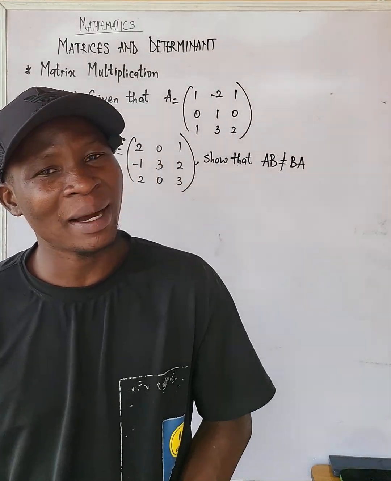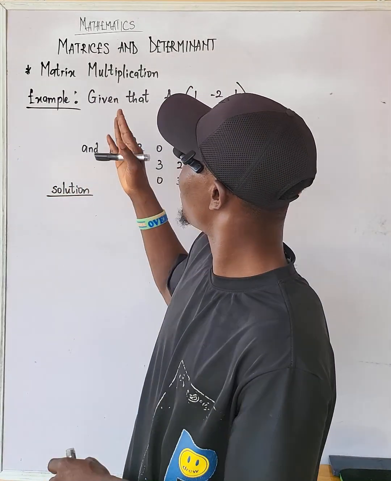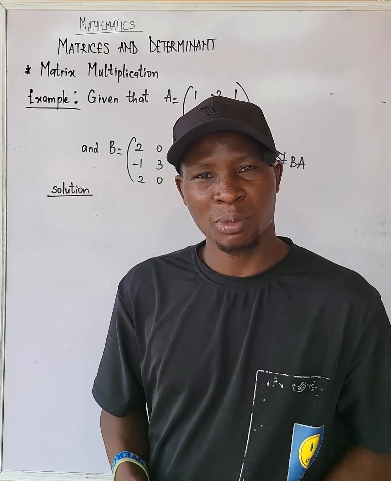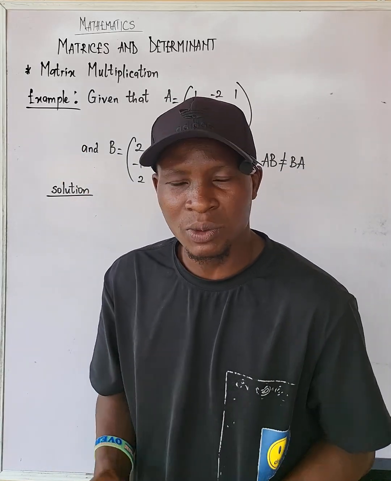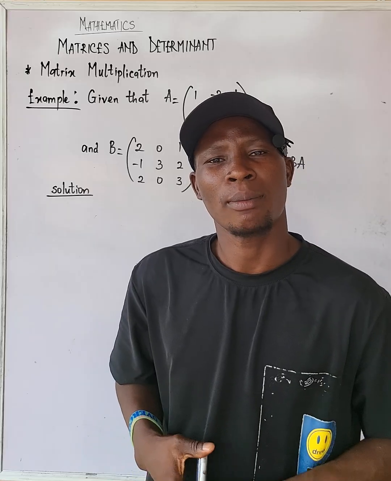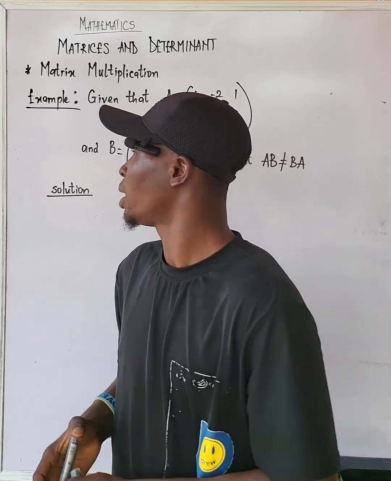Welcome back. So still on matrices and determinants. Now we are going to matrix multiplication. When you are given matrices and you are told to multiply them, how do you go about it? How do you go about it?